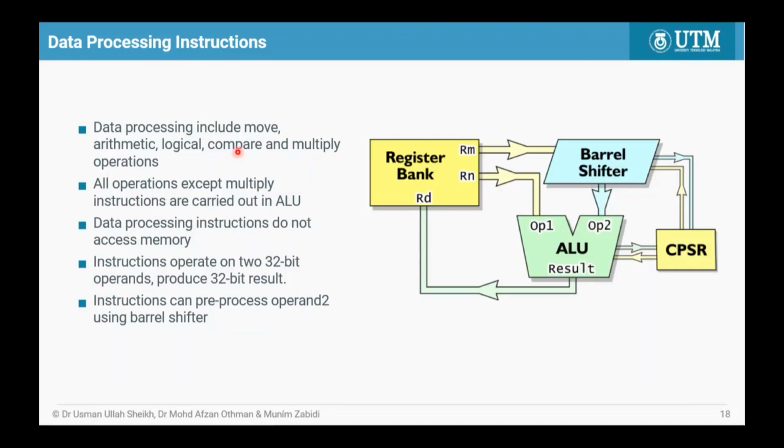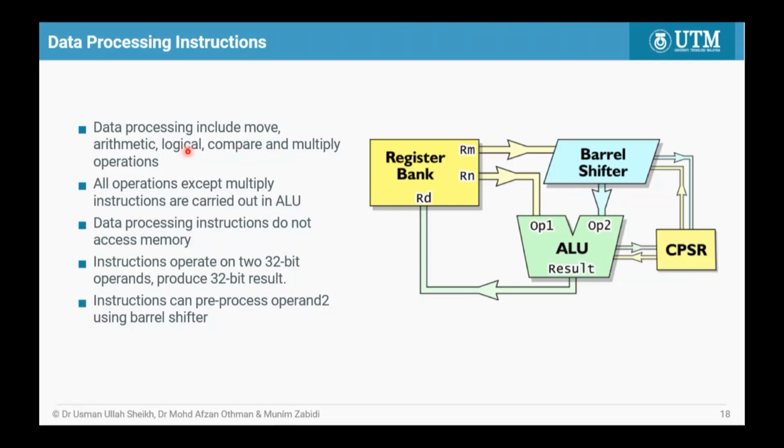So every time we use data processing, it means that either you're going to move data from one memory to a register, or from one register to another register, or you're going to do an arithmetic operation. The arithmetic operation includes addition, subtraction, division, or multiplication. And sometimes you're going to do a logical function, so that's why it's one of the data processing. These logical functions are such as exclusive OR, AND, NOT, OR, etc.